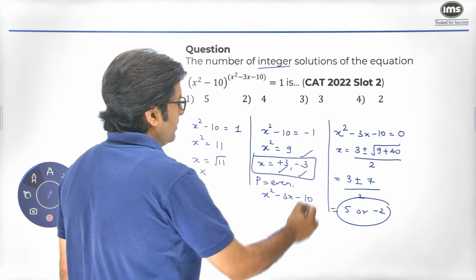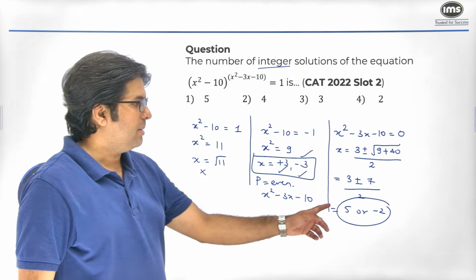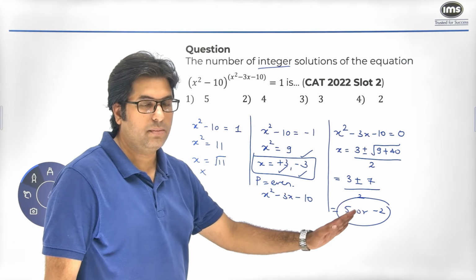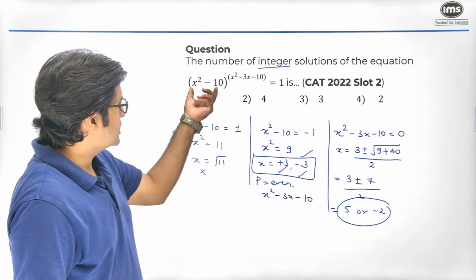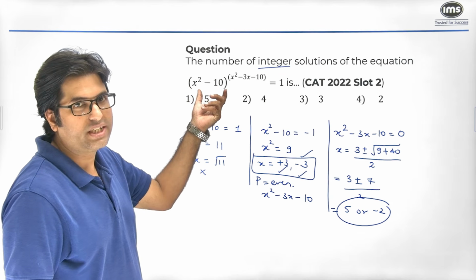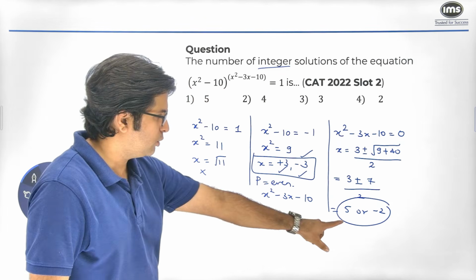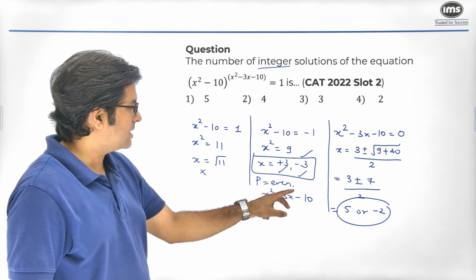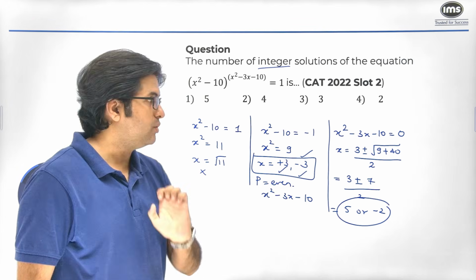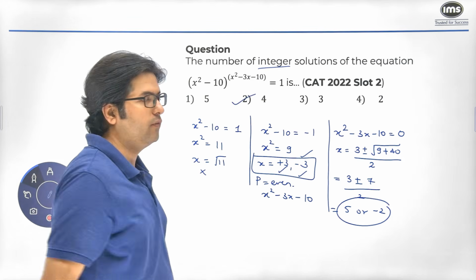We are getting plus 3 and minus 3, two integral solutions here. Remember, when the power is 0, we just have to check that the base should not be equal to 0. So x square minus 10 is only going to be 0 when x is plus minus root 10. So both of them are acceptable. There are four possible solutions. So the correct answer is option 2, 4.